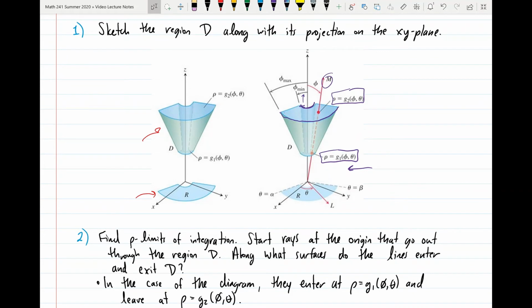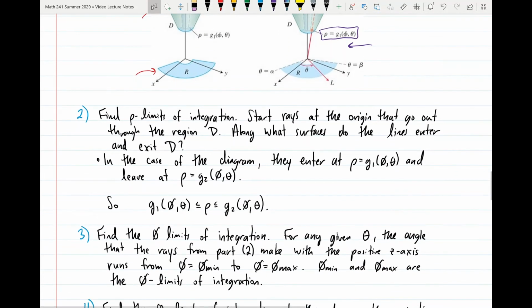So you can think about, for all of these rays that I'm drawing up through my region D from the origin, the question is, what are the possible angles between those rays and the positive z-axis? You want to find your minimum possible angle, that's going to be phi sub min, and then your maximum possible angle, which would be out along this circle in this case, and that'll be your phi sub max, and those will act as your phi limits of integration.